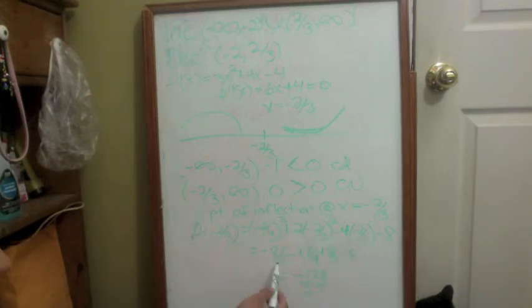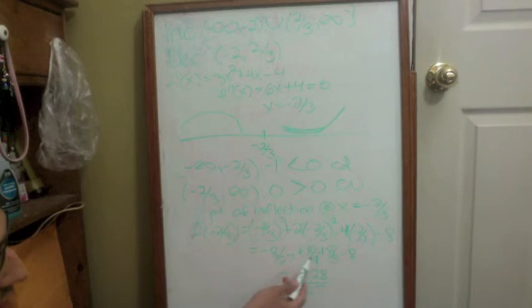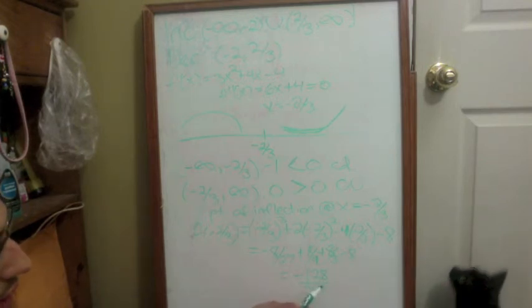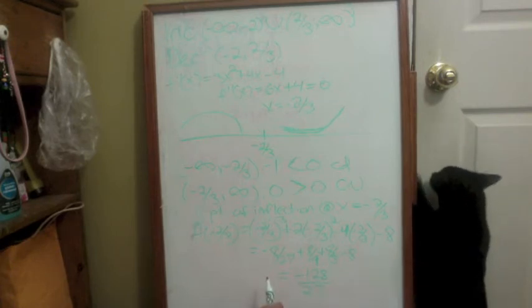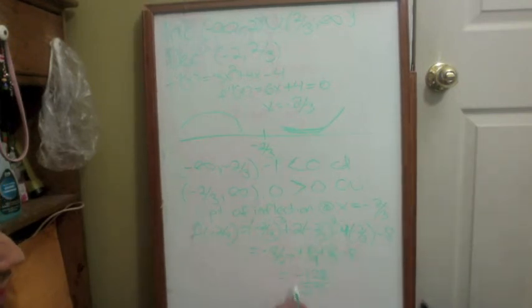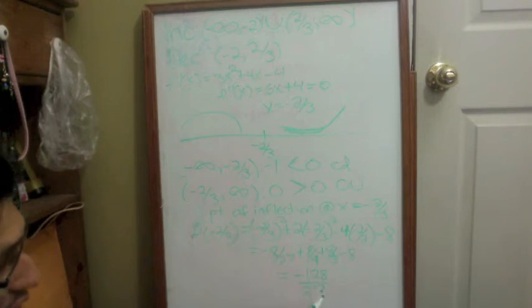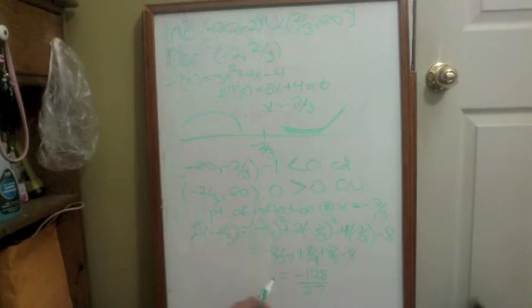What we end up with is -8/27 plus 8/9 plus 8/3 minus 8. Do some algebra, and what results is -128/27. So at -2/3 and -128/27, we have that point of inflection. Now that we got all this done, we'll be able to actually sketch the graph and be done with this long problem. As I said before, it's pretty tedious.